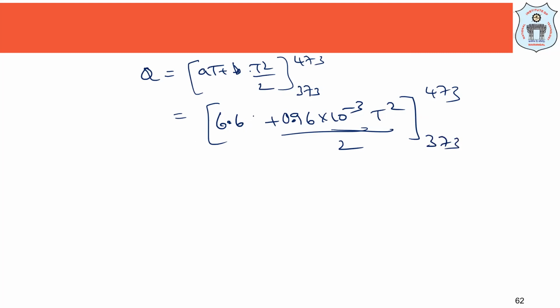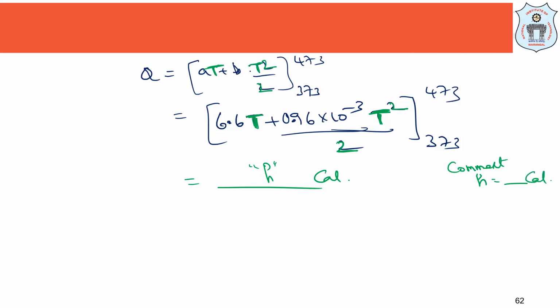So we have 6.6 into T. After integration, we have a term T here and a term T square by 2 here. We have upper limit and lower limit to be substituted. Substituting the limits, you will get the answer in calories. Let me write, this answer is H. So you will be commenting the value of H with the units in calories. How much calorie, please report in the comment section.